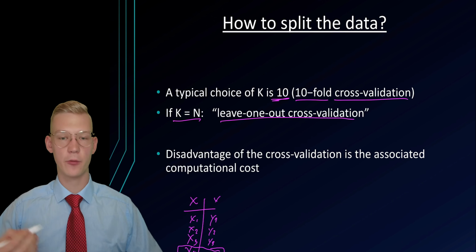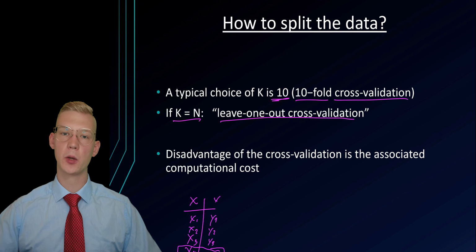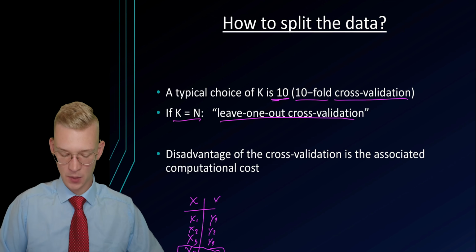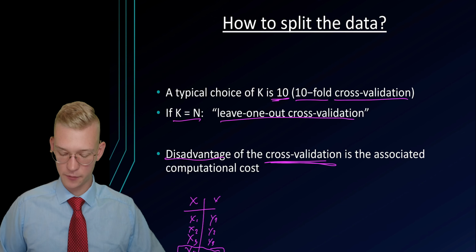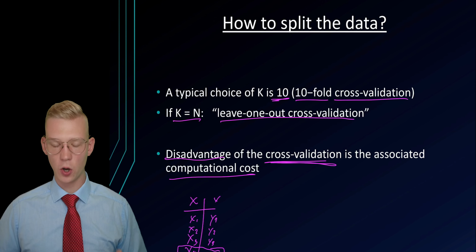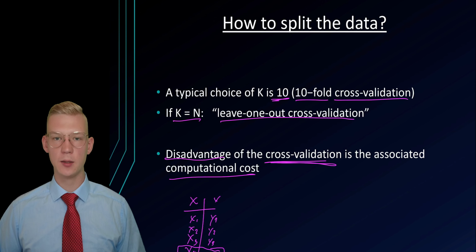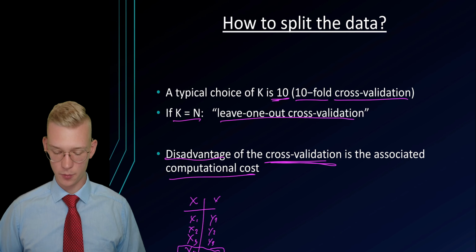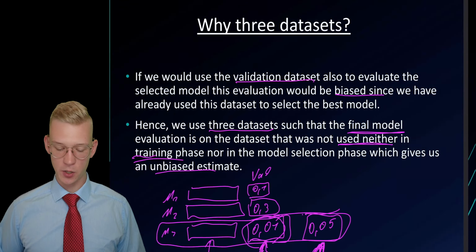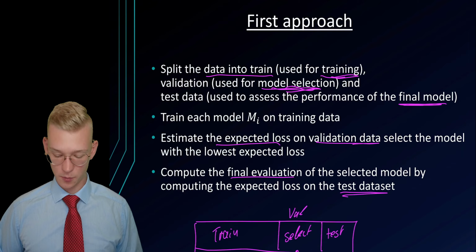So we will have much more data to train on, but we also have to run this algorithm n times, as many data points as we have in our data set. So the disadvantage of this cross-validation is the computational cost, because we have to do it over and over again to then average over our predictions. I hope this video gave you a better understanding of how we work with those models.